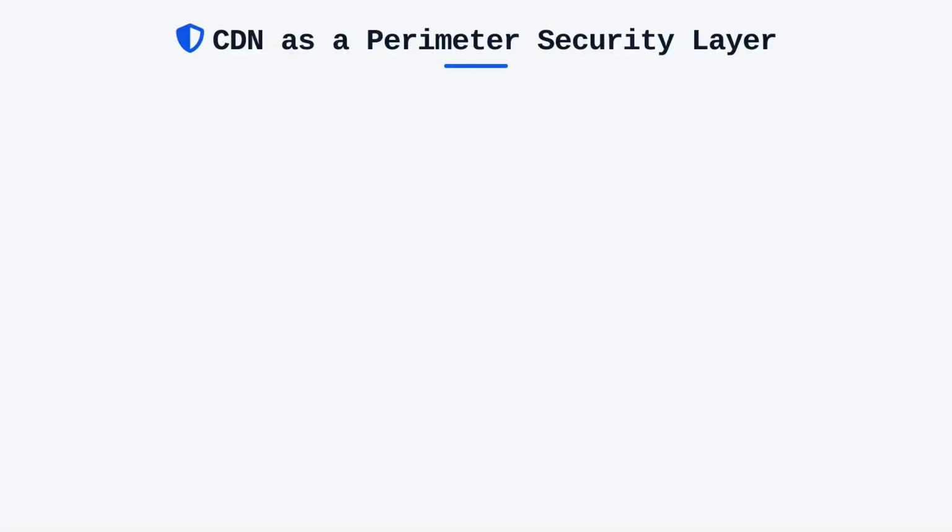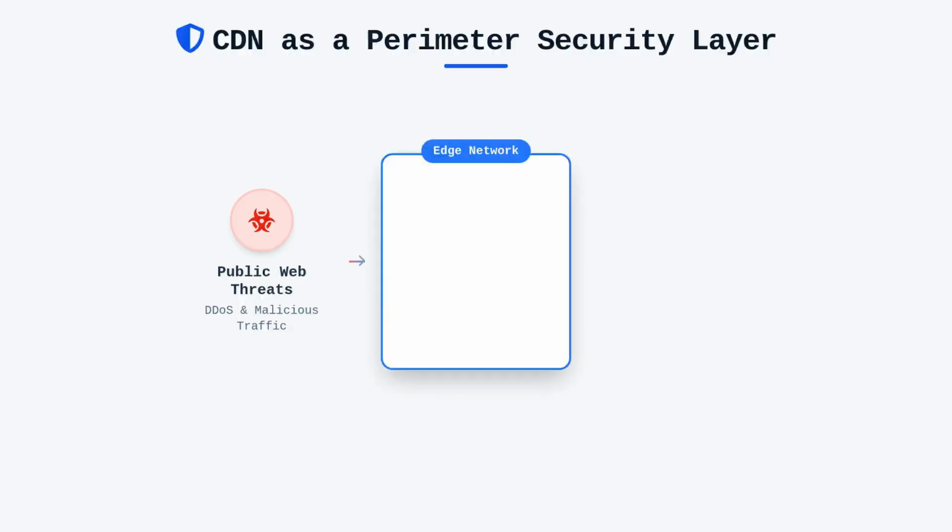Beyond mere performance, the modern CDN serves as a critical perimeter security component for your cloud architecture. By sitting in front of your origin, global CDNs provide a natural barrier against common internet threats, such as distributed denial of service attacks. The distributed nature of the edge network allows for the absorption and filtration of malicious traffic before it ever reaches your virtual private cloud or host environment.